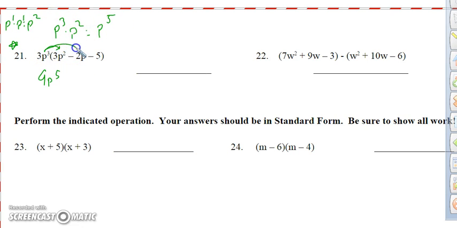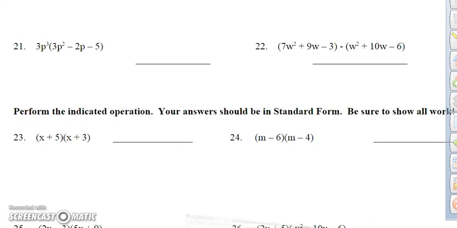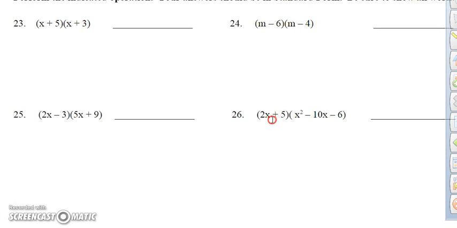So then keep going. 3p cubed times negative 2p, that's negative 6p. This is to the first, p cubed times p to the first, that's p to the fourth. Distribute one more time. 3p cubed times the negative 5, 3 times 5 is negative 15. P cubed comes with it. And there's your answer.